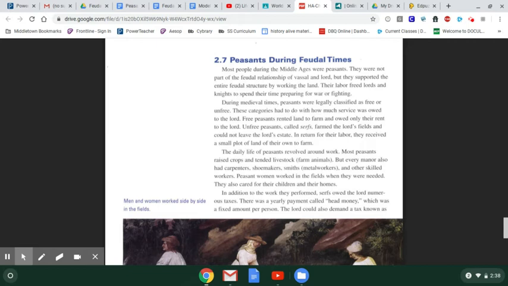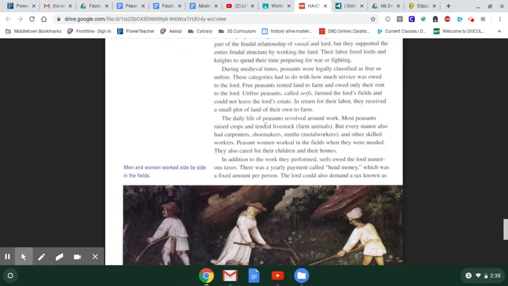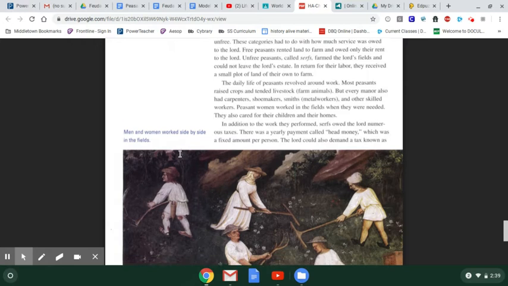Free peasants rented land to farm and owed only their rent to the lord. Unfree peasants, called serfs, farmed the lord's fields and could not leave the lord's estate. In return for their labor, they received a small plot of land of their own to farm. The daily life of peasants revolved around work. Most peasants raised crops and tended livestock, farm animals, but every manor also had carpenters, shoemakers, smiths, metalworkers, and other skilled workers. Peasant women worked in the fields when they were needed. They also cared for their children in their homes.